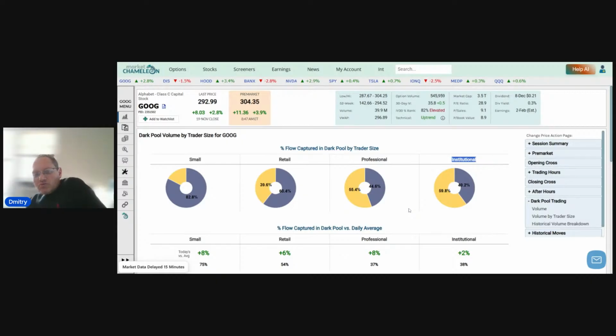So first, let's just discuss the differences between lit exchanges and dark pools. At one point, all the volume went to lit exchanges, meaning it went to the New York Stock Exchange or the NASDAQ, right? So these are the established exchanges that orders are sent to. They have the order book.